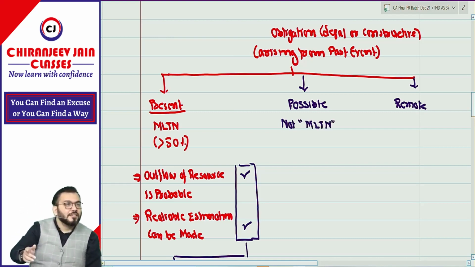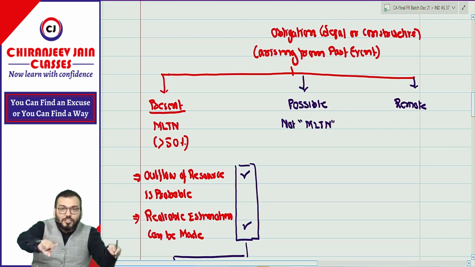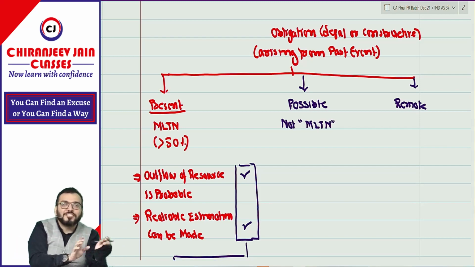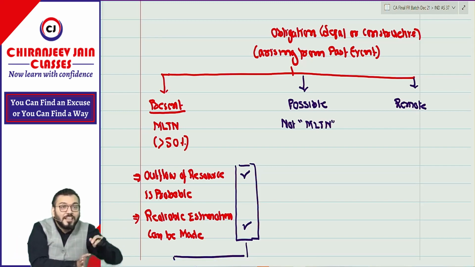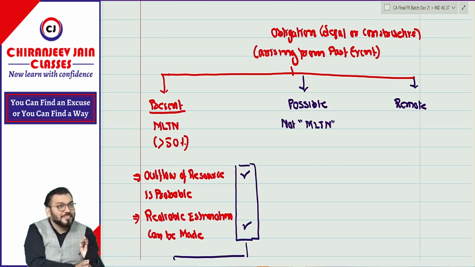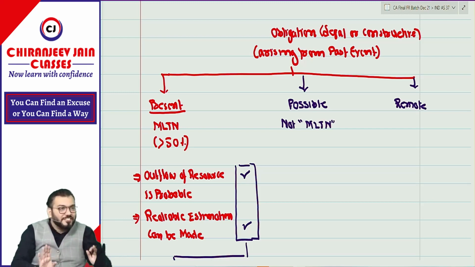Correct? Present means more likely than not. So possible is not more likely than not. It means chances are less than 50%. It does not mean it cannot happen. It may also happen. But right now, as per the condition prevailing on the reporting date, chances are less.